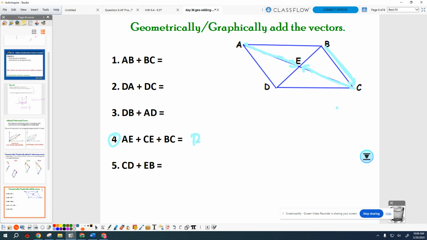Could you call it AD also? Yes. What do you mean how? All right, watch. C, E. Okay, Gianna, what do you think about this one? It's C, E. We have vector CD and vector BE.